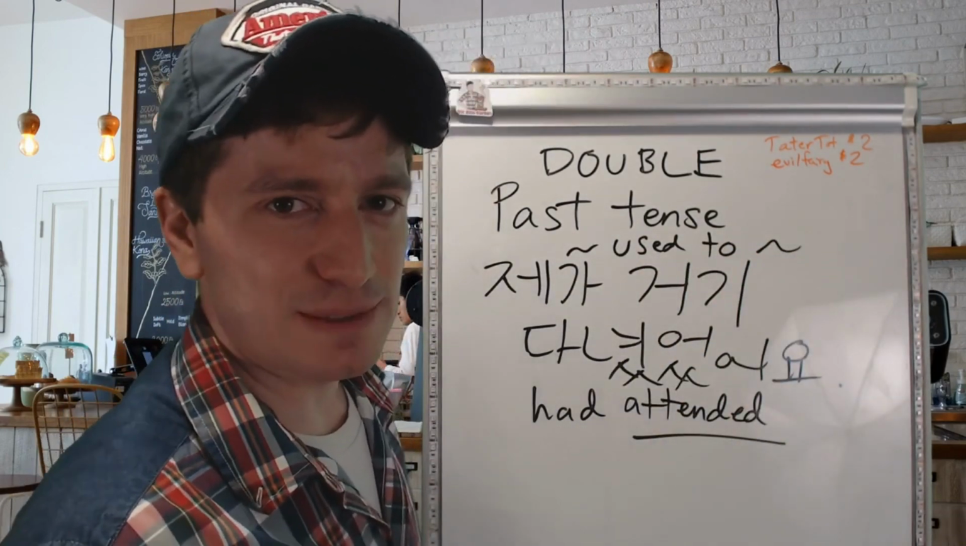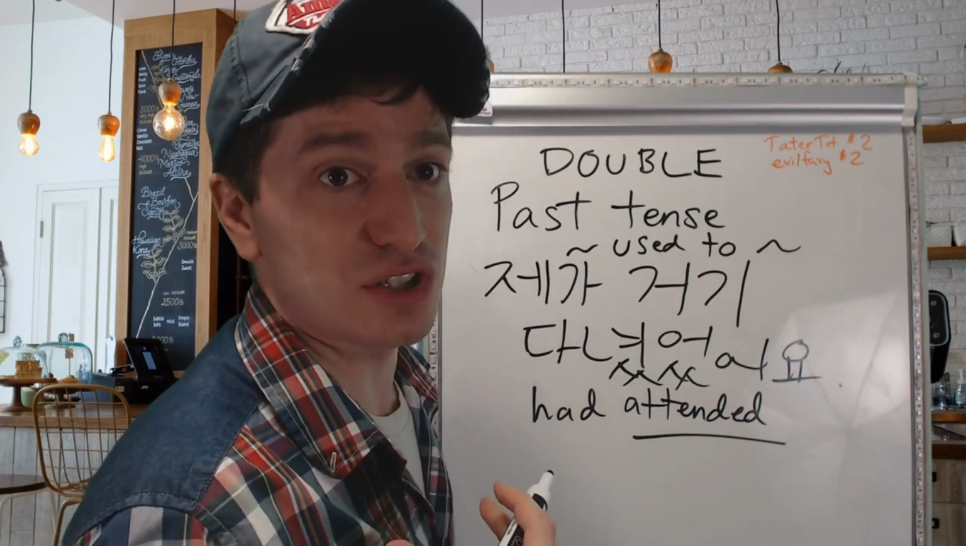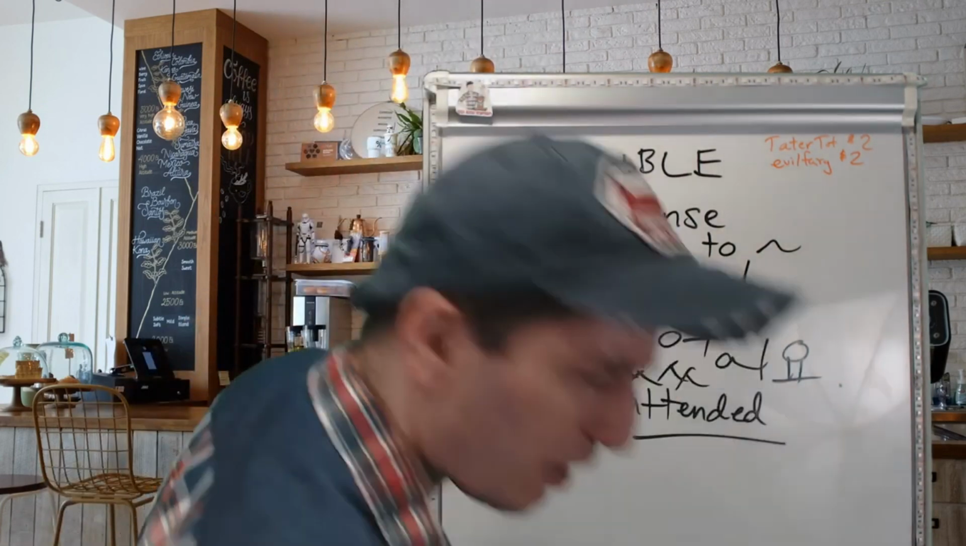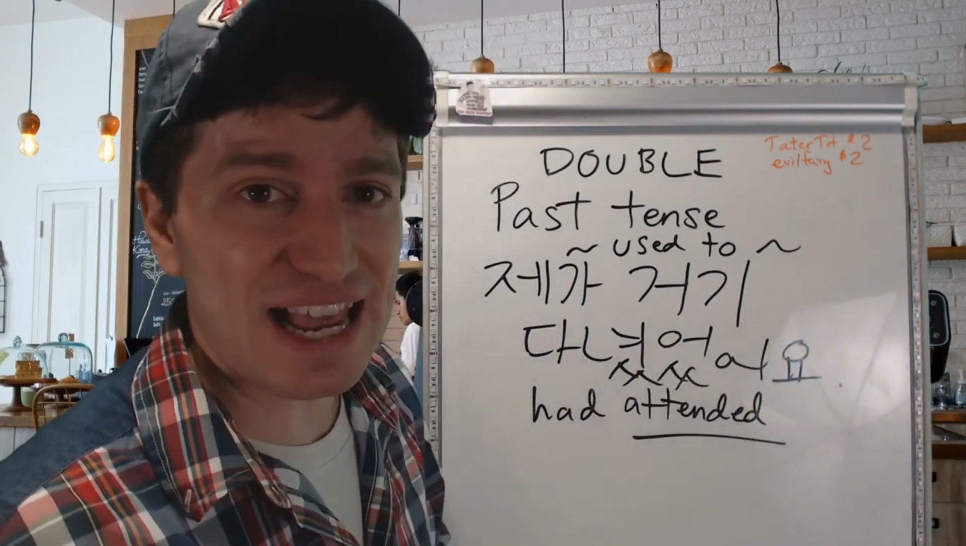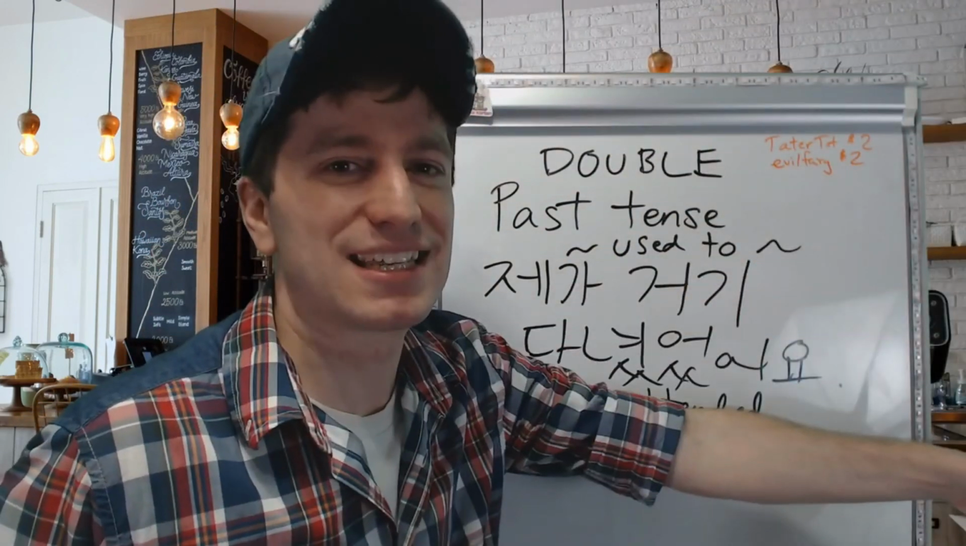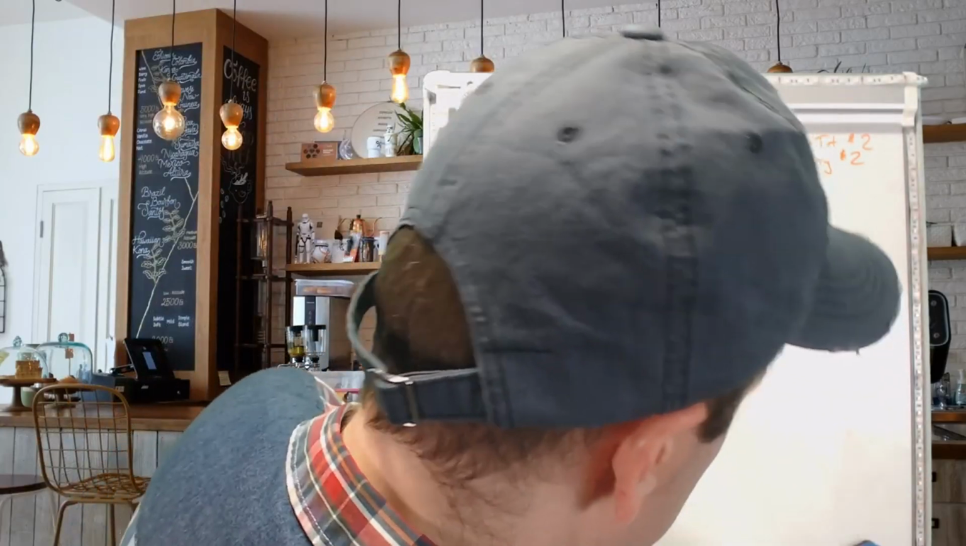Korean people will always ask me, oh, Billy, how is your Korean so good? 제가 한국에서 살았었어요. I had lived in Korea, or more naturally, well, I used to live in Korea. So to emphasize that used to, not just something I have done, but something that was in the past, use the double past tense. Okay, the next one we're going to be learning is 곤 하다.